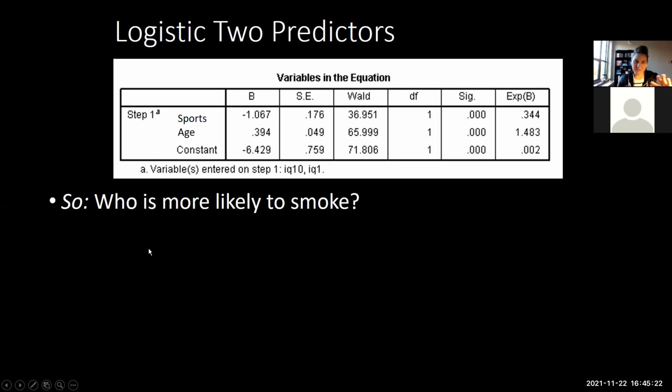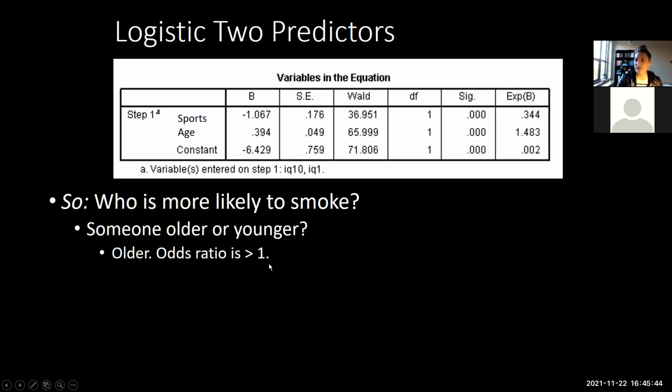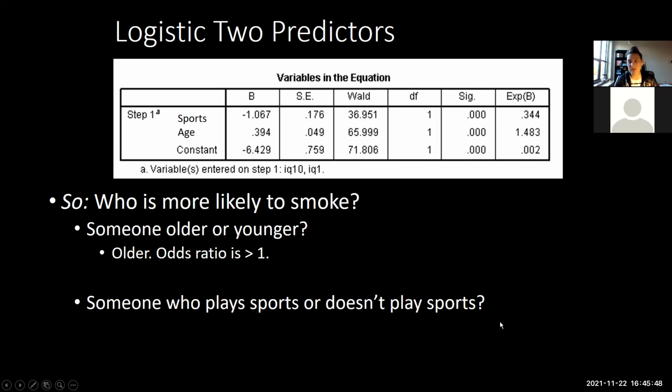Okay. I already did some of this. Who is more likely to smoke? Someone who's older or someone who's younger? Who's more likely to smoke? Older people are more likely to smoke. That is correct. Older, because my odds ratio is greater than 1. Someone who plays sports or doesn't play sports? Someone who doesn't play sports. I already made you answer that.